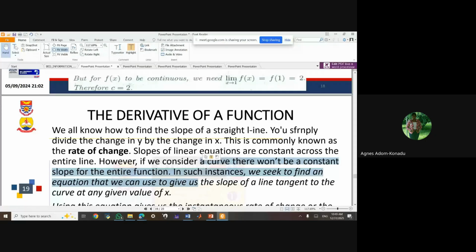Then the last thing that we want to look at is the derivative of a function. We know how to find out if a function is continuous or not. If it's a graph, we know that the graph does not have any break. And if it's a function given, not a graph, you know that it should satisfy the 3 rules.